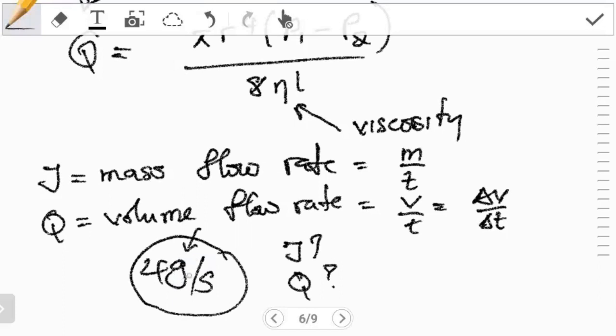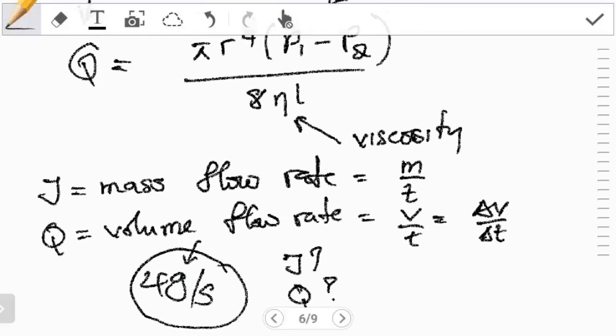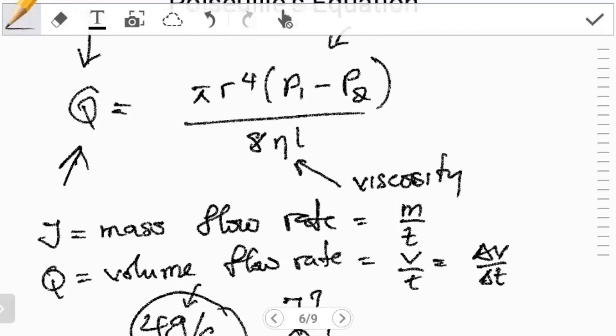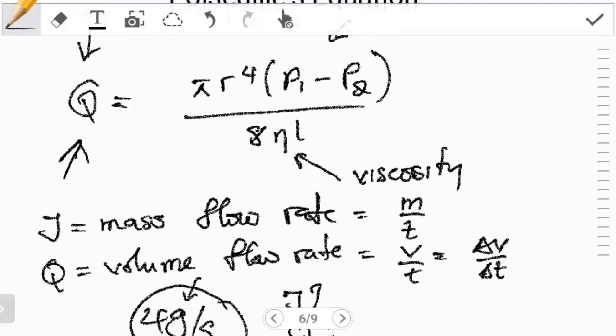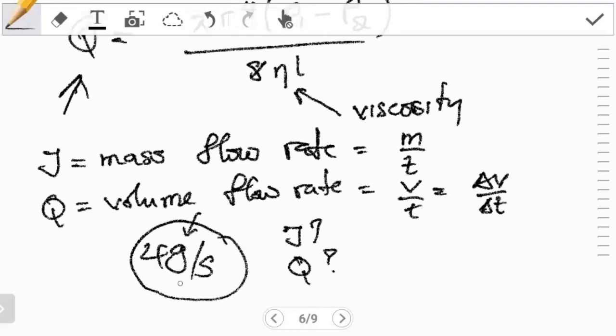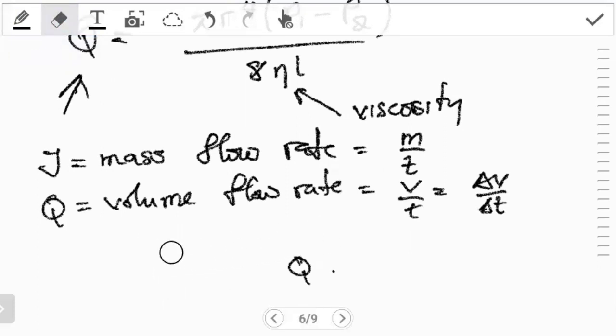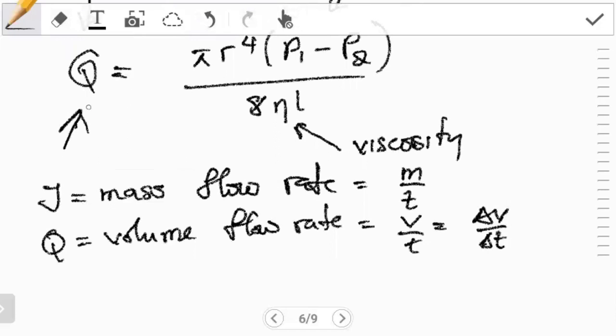So we can't use this in the Poiseuille equation. If we wanted to use it, we would have to convert it from mass flow rate to volume flow rate. Of course, doing that is very, very easy. I hope you guys know exactly how you can do that. Okay, now that was the first thing I wanted you to keep in mind. The next thing, we know that the Q here is just the volume flow rate.